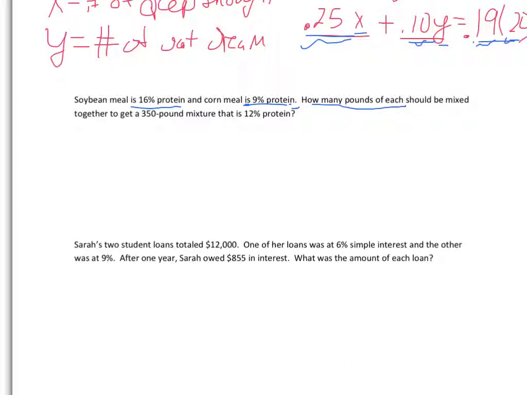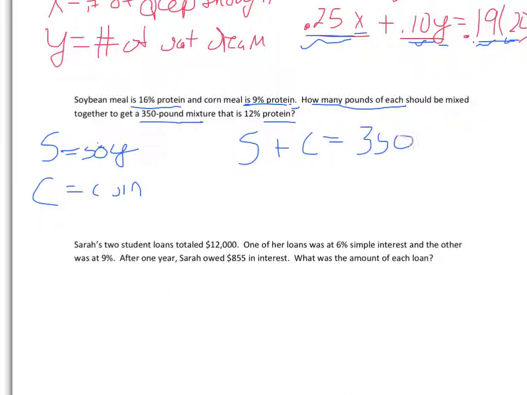This is telling us how we're going to define the variables. So how many pounds of each should be mixed together to get a 350-pound mixture? That's the total amount we want. That's 12% protein. So if we say S is soy, and it's pounds of soybean meal, and C is pounds of cornmeal, then the pounds of soybean meal plus the pounds of cornmeal is the total number of pounds, which is our 350, so consistent with the last two problems.